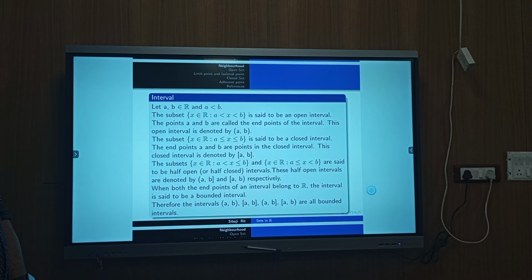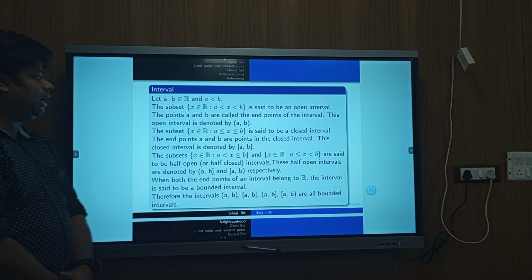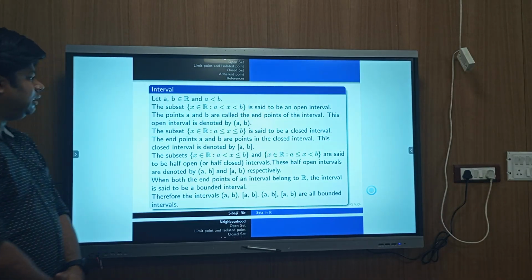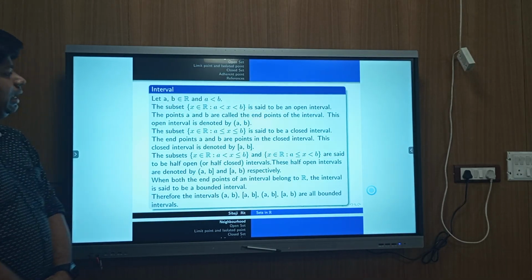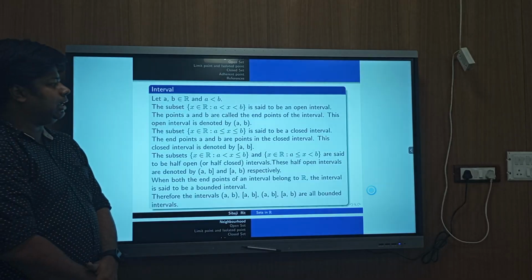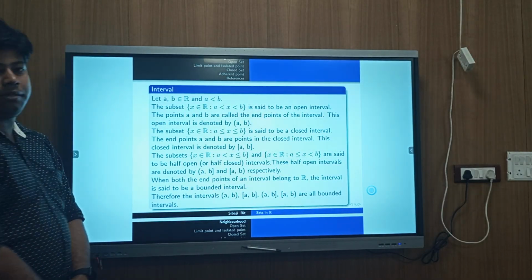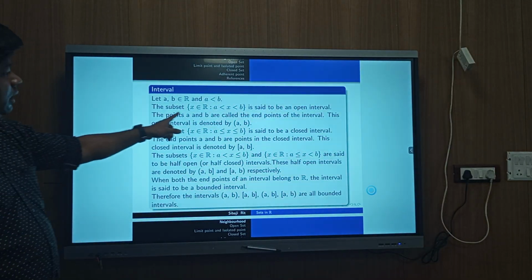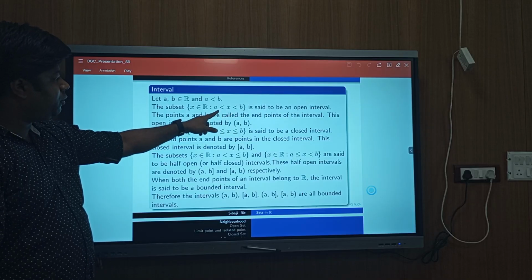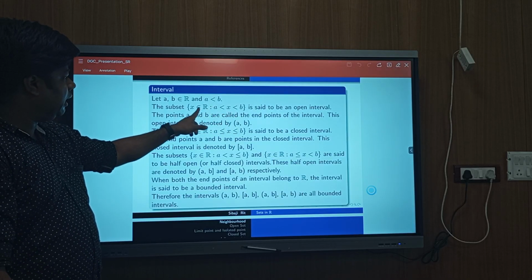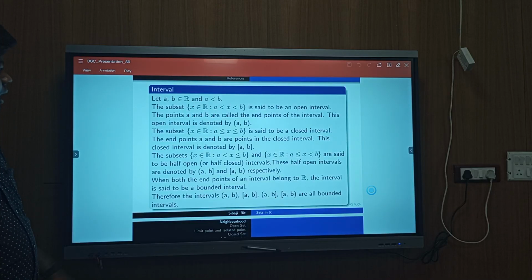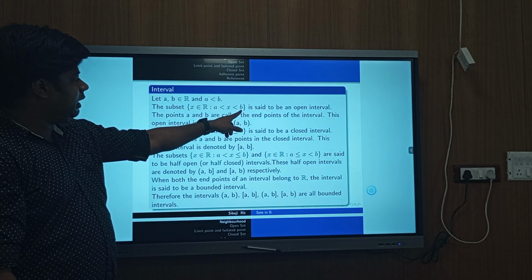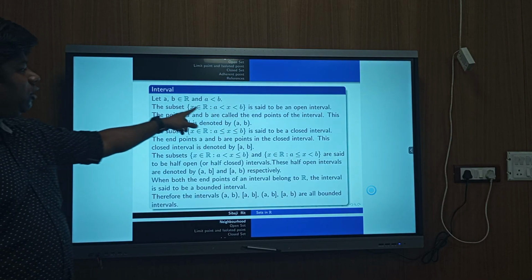First we define interval. Let a and b belong to R and a less than b. Then the subset {x belongs to R: a less than x less than b} is said to be an open interval. All elements in R between a and b form the interval, and these two elements a and b do not belong to this set.